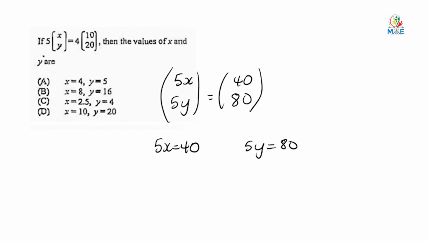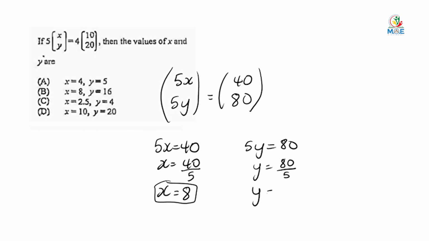So x will be equal to 40. This 5 is multiplied, and we take it over to divide. So 40 divided by 5, hence x is equal to 8. And then for y, 5 is multiplied, and we take it over to divide. So we have y is equal to 80 divided by 5, hence y is equal to 16. So x is equal to 8 and y is equal to 16. So that answer there is simply B. So let's move on to the next one.